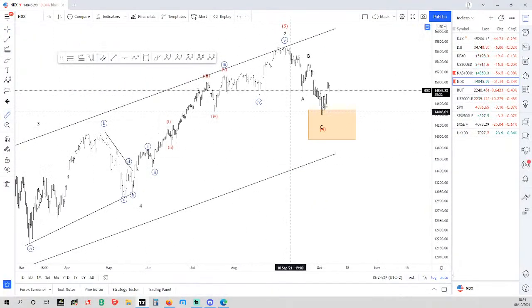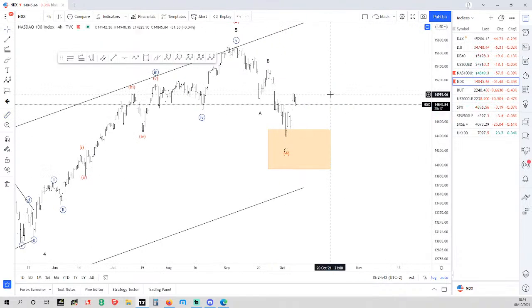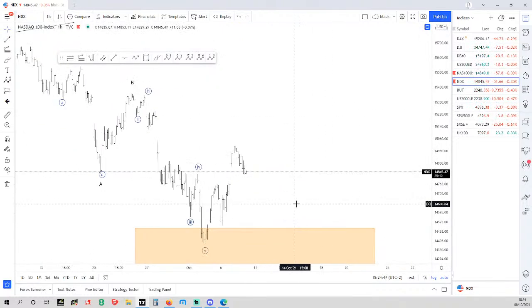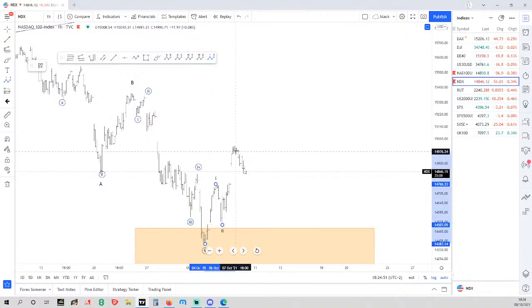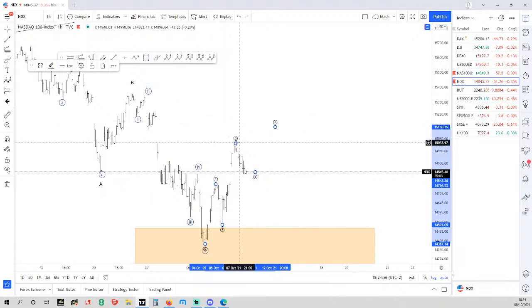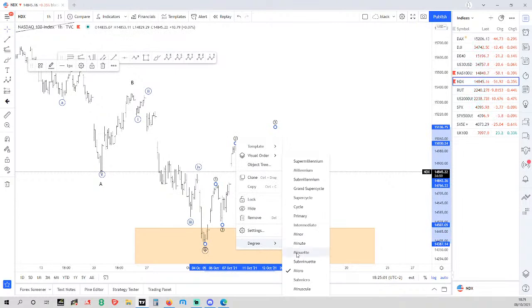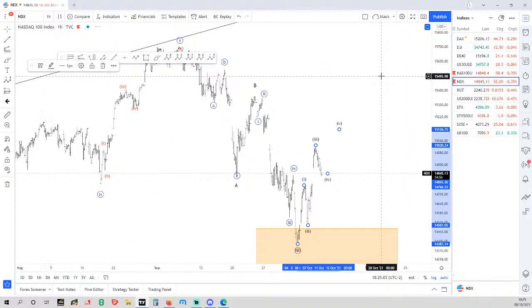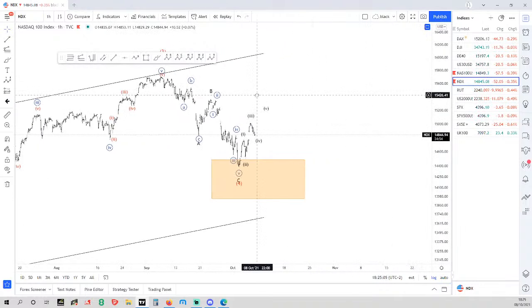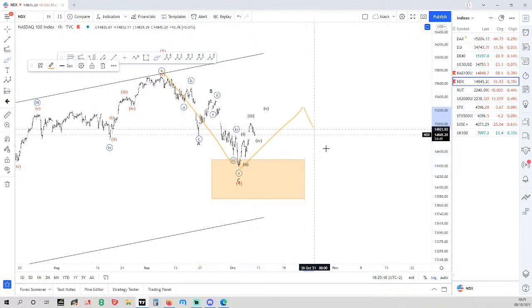It already bounced how much? $400. Quite interesting. So basically, long story short, this could be a 1, 2, 3, 4, 5, so five waves up of some degree, which means that perhaps the trend could have resumed. But I don't want to be too bullish right now, because I also see this whole move down as wave A, this is wave B, and then down.